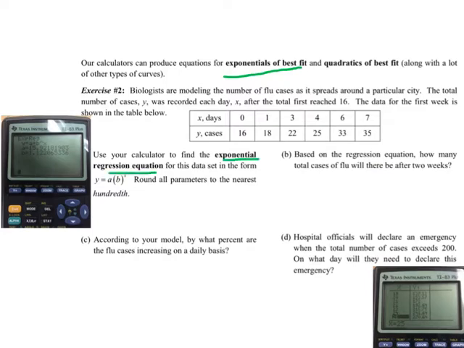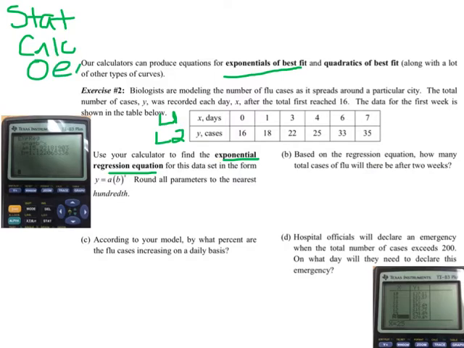So the first thing we're going to do is type this data into our two lists, remembering that my X is going to go into L1 and my Y's are going to go into L2. Once I have both of those pieces of information in, I'm going to hit Stat, Calc, 0. And 0 is going to give me EXP, so my exponential regression.